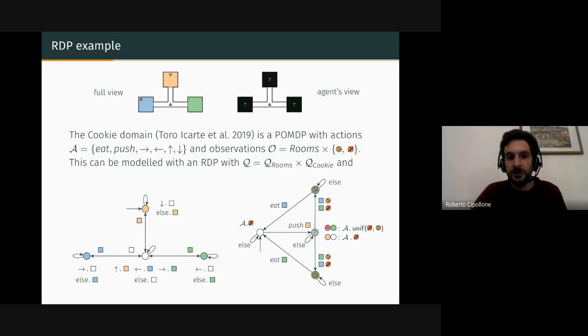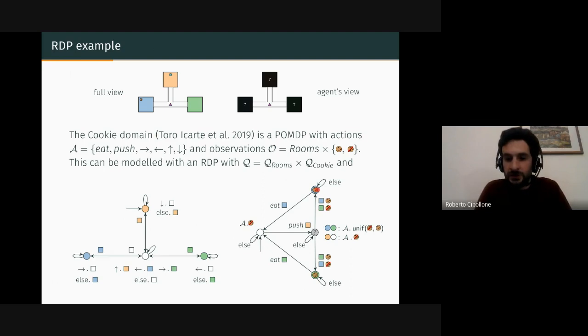In fact, if we are in the blue room or the green one, for any action, we might find a cookie with uniform probability. Now, if we generate the cookie for the observation and we are in the blue one, for example, this is the transition. And that means that a cookie is definitely found in the blue room. Here we generate cookie forever until we eat it. That's how it works.